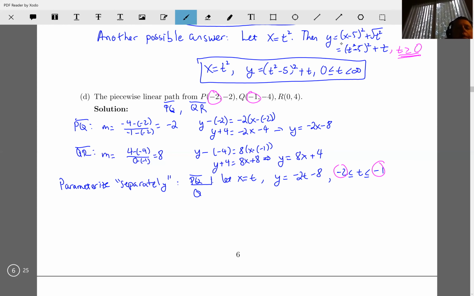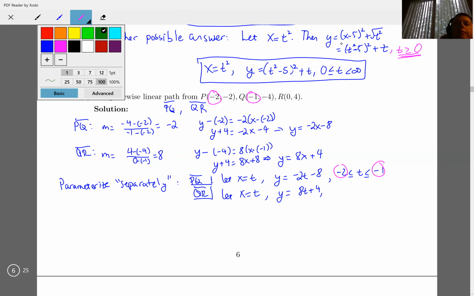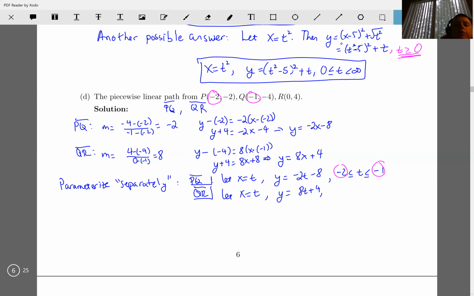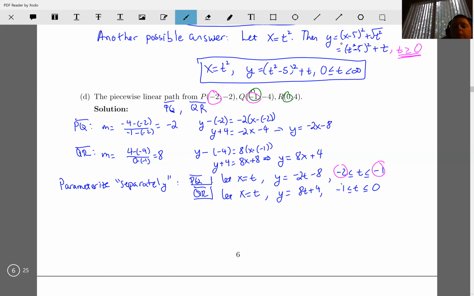And then QR, well, if I do the same thing, if I let x equal t, then y is going to be 8t plus 4. And here, what is t going to be? Here, we have -1 to 0. So we have -1 less than or equal to t less than or equal to 0. So those are our parameterizations, and we can combine them into one.